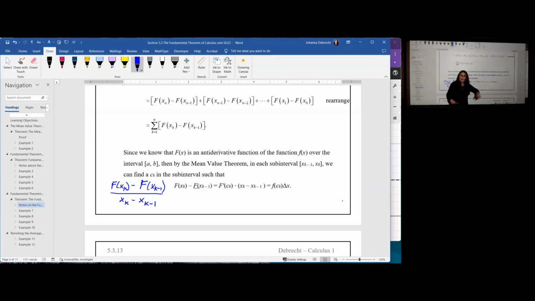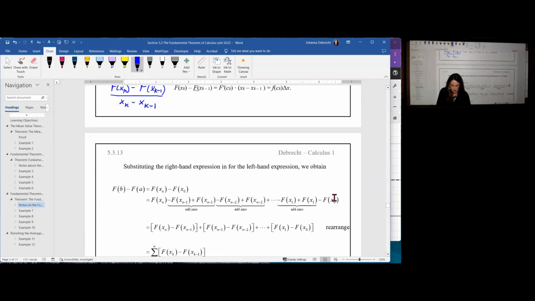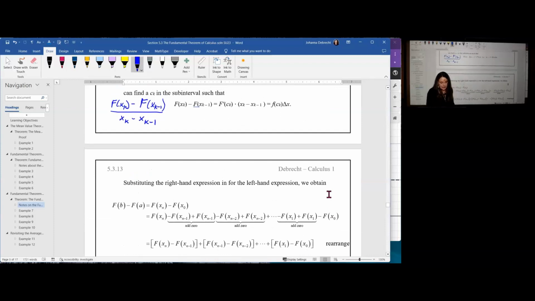This becomes delta x. But the derivative of an antiderivative gives me back the original function f. So this gives me lowercase f at c sub k times delta x. Now we're going to substitute the right-hand expression in for the left-hand expression. F of b minus F of a, which was F of x sub n minus F of x naught. Then we added zeros. Then we regrouped.